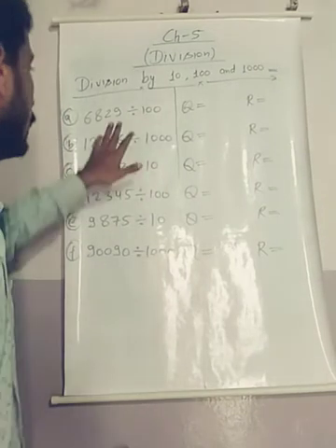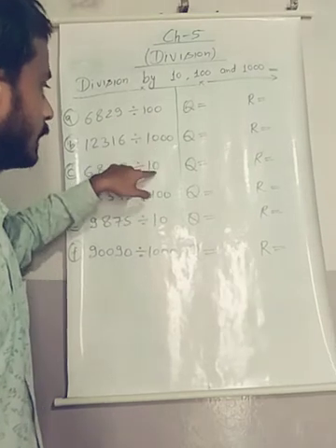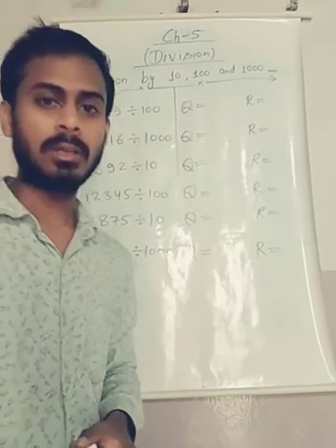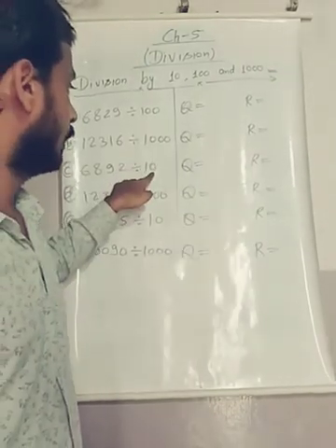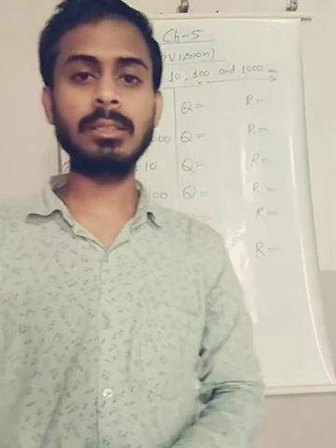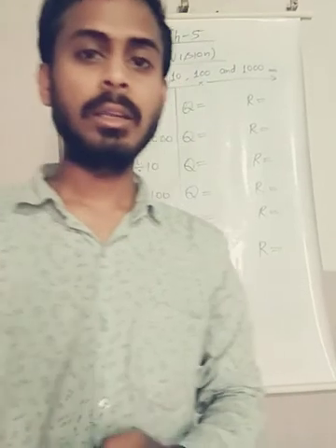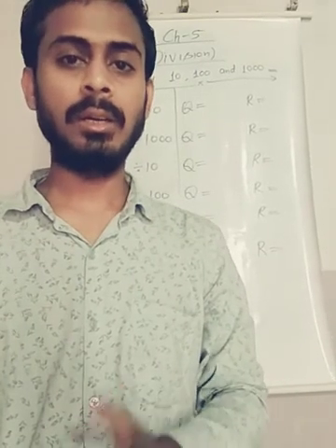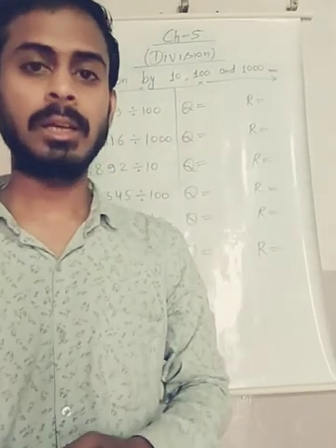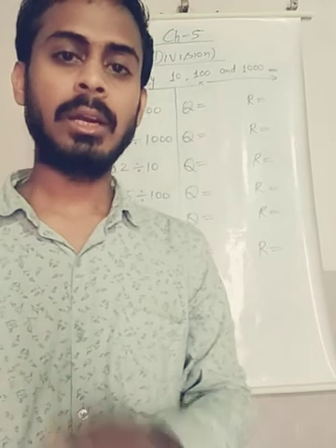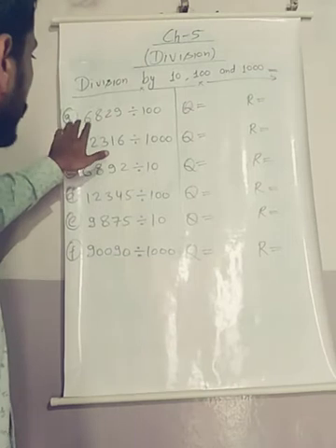See now, we can do this type of questions directly if we have divisor as 10, 100 or 1000. Because now we understand that if the divisor is 10, then the last digit is remainder and the rest is quotient. If the divisor is 100, then the last two digits are remainder and the rest is quotient. And if the divisor is 1000, then the last three digits are remainder and the rest is quotient. Okay, so with the help of this we can do this directly.